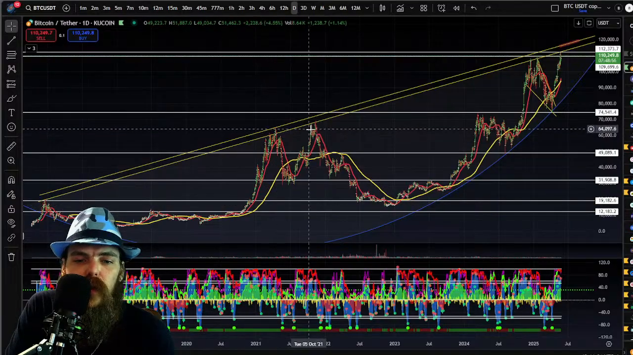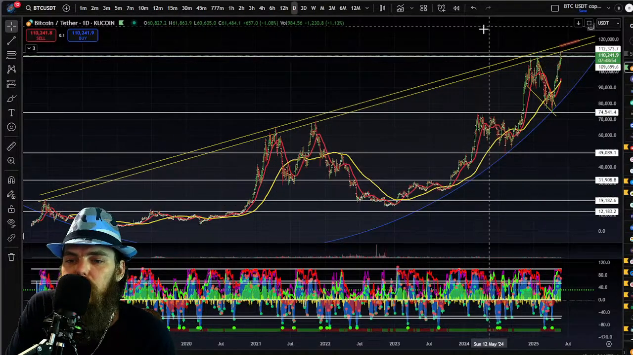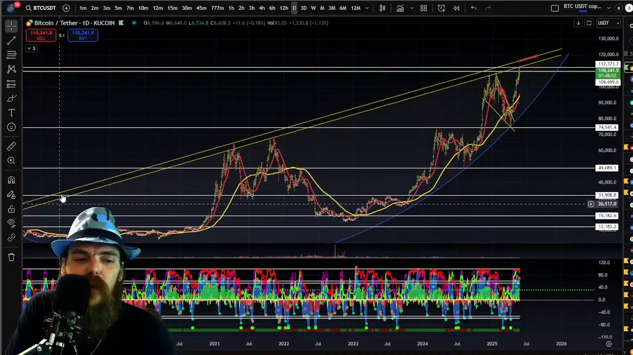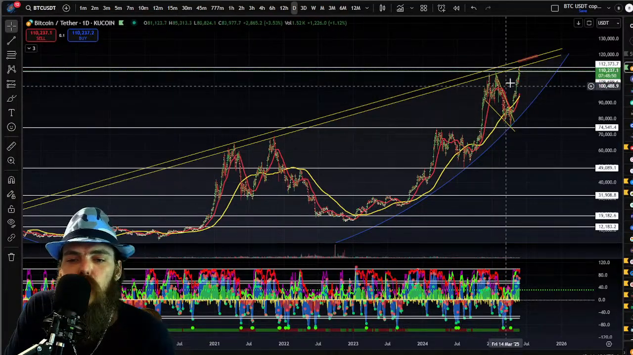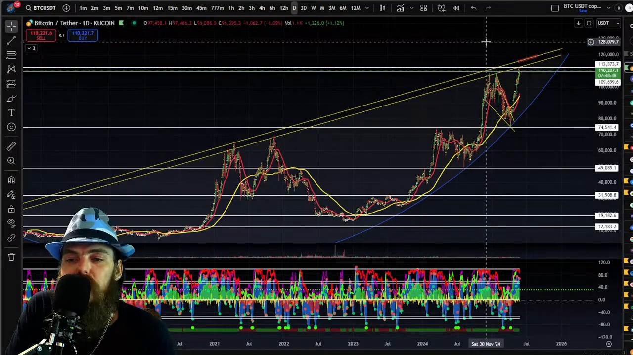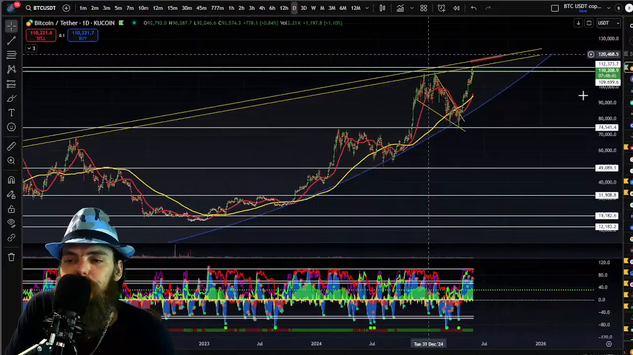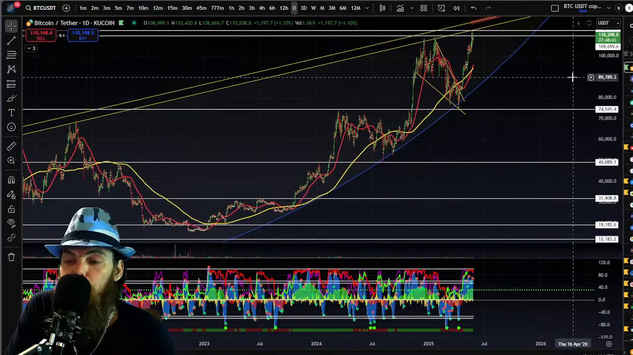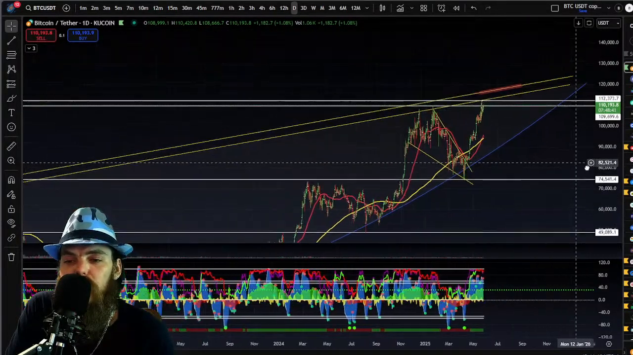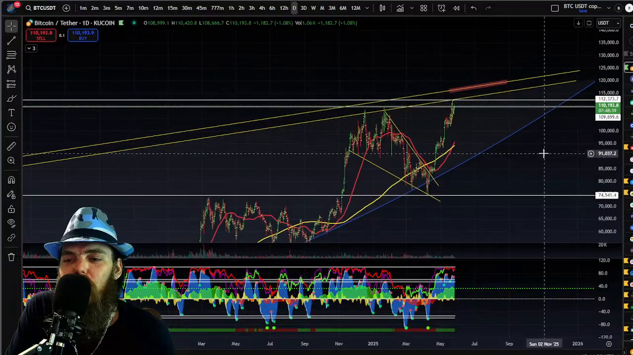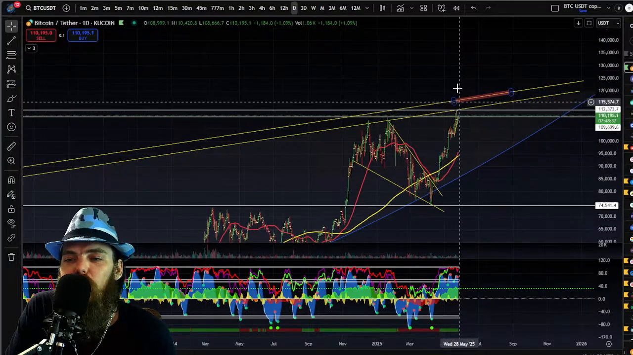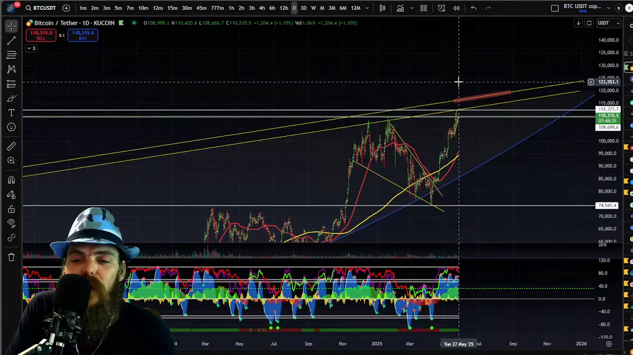1, 2, 3, 4, 5, 6, 7. This will be the 8th time we've tried on this trend idea. If we do break above it, it's going to be very, very bullish for Bitcoin, not for alts. I mean, alts might run with it, but in order for this to happen, there's going to be a lot of money flowing into Bitcoin.